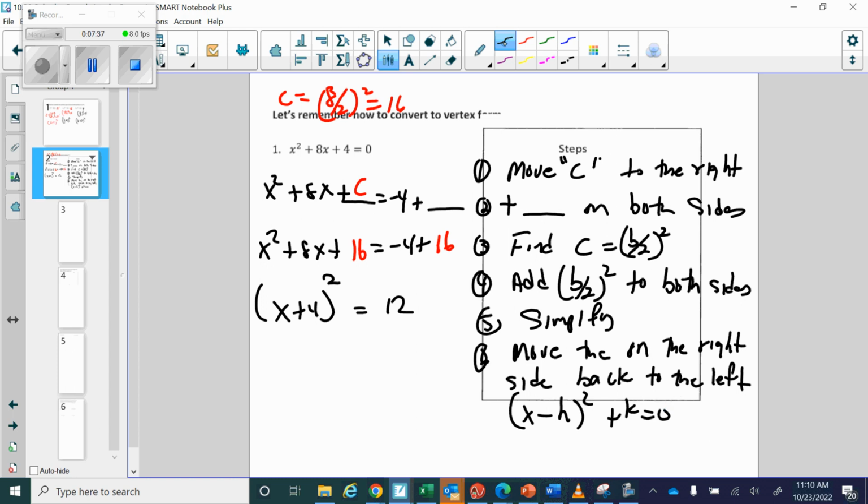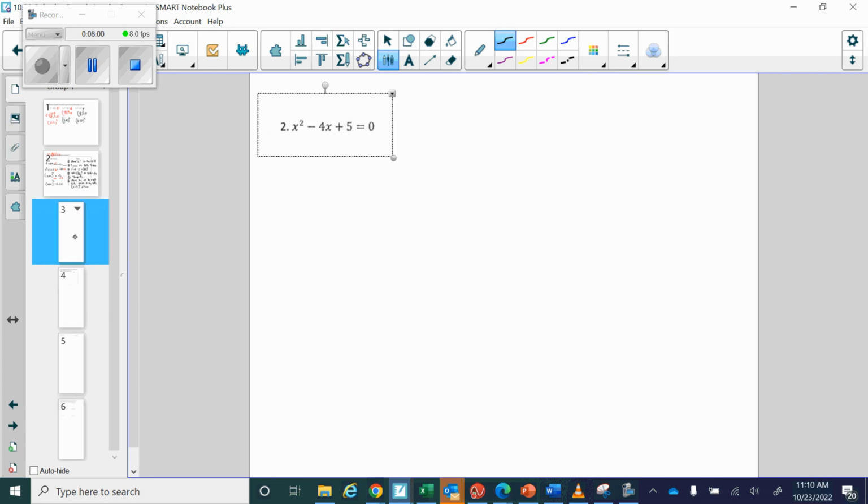So when I do that, minus 12 here, minus 12 there, that's going to give me x plus 4 squared minus 12 equals 0. And that is completing the square right there. So a little review on that. Now let's do one more example of this.